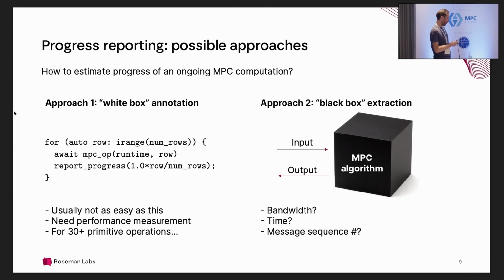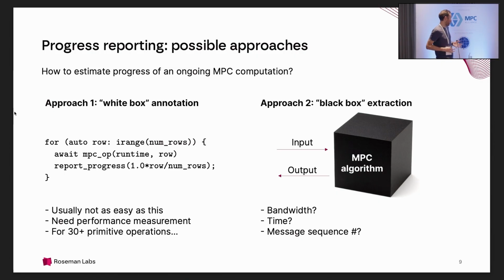So progress updates. If you think about it from a very high level, I think there are two main approaches you could take at implementing progress reporting for a given program that you have. You could consider a white box approach, where you just manually add progress callbacks to your existing program. So you take a program, and if you have a loop which ranges over a number of rows, you just execute your MPC operation, and then you just compute, okay, I did row 10 out of 100. It means I'm at 10%. I'm just going to send that to some progress reporting facility. So that's approach number one.